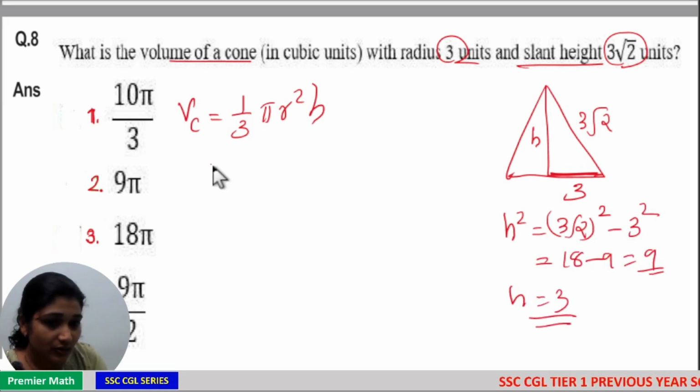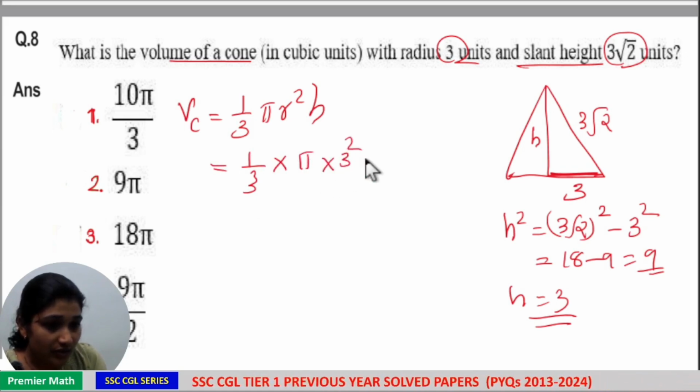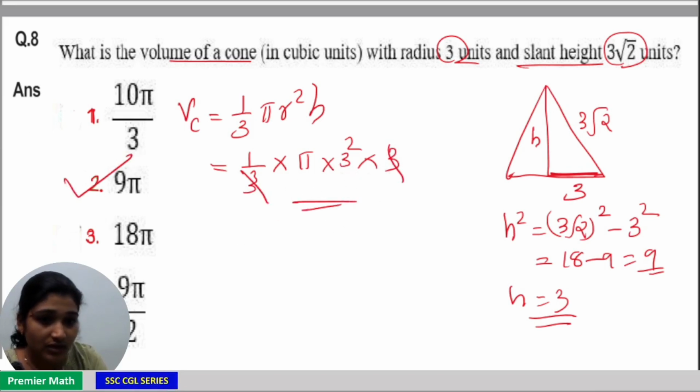If h is equal to 3, the volume becomes 1 by 3 into pi into r square, which is 3 square, into h, which is 3. Now the 3 cancels. So this is equal to 9 pi. Option 2 is your answer.